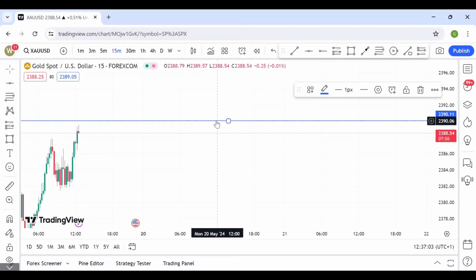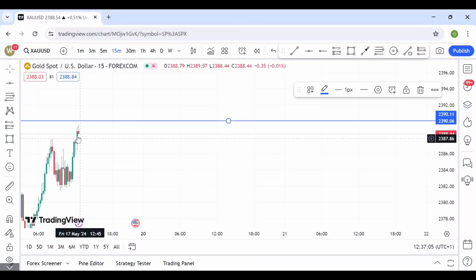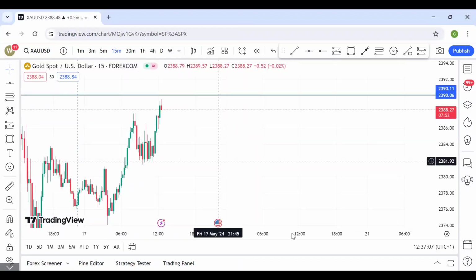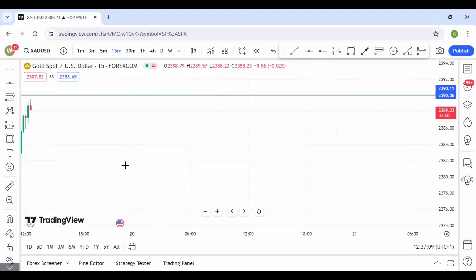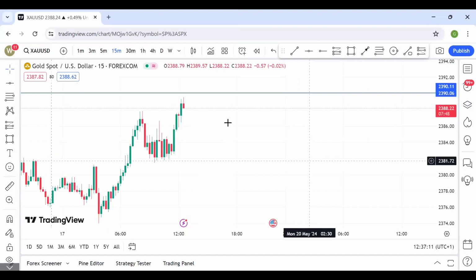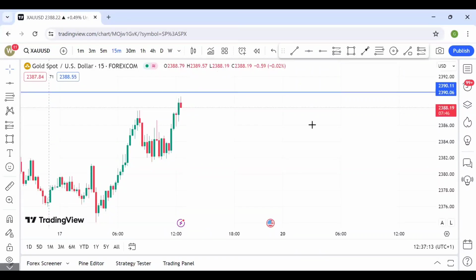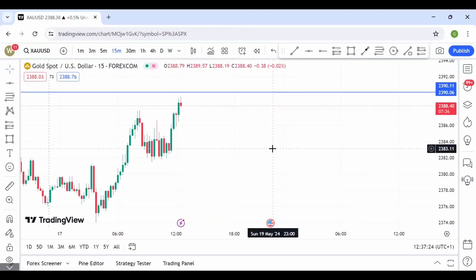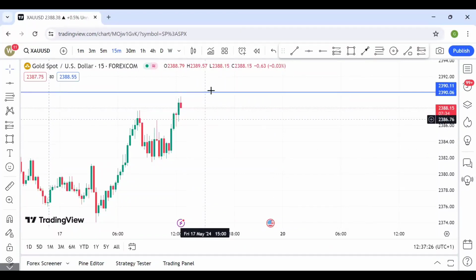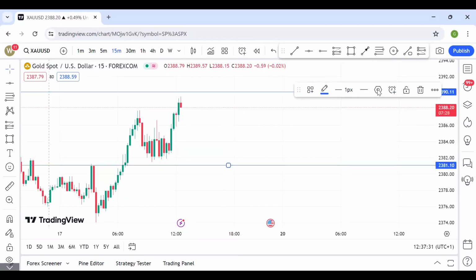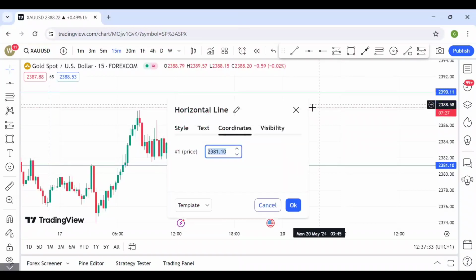Now, if you want to set your psychological levels, you look at the current price for gold. Let me zoom in. If you look at the right hand side, the current price is 2388.10. So the nearest round number to 2388 is 2385. So you come to settings.